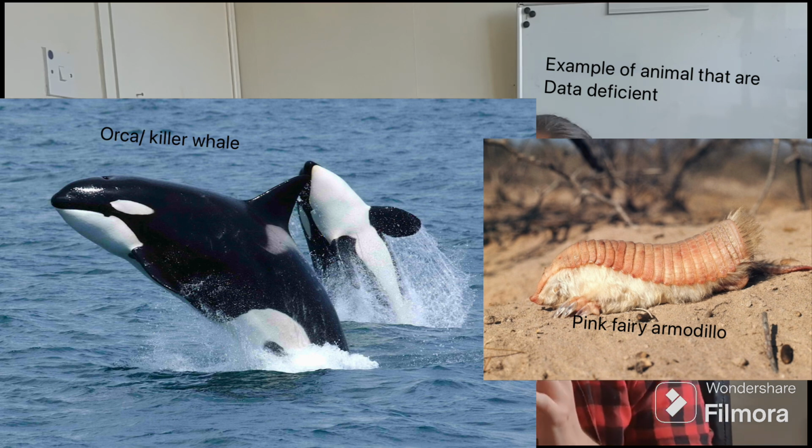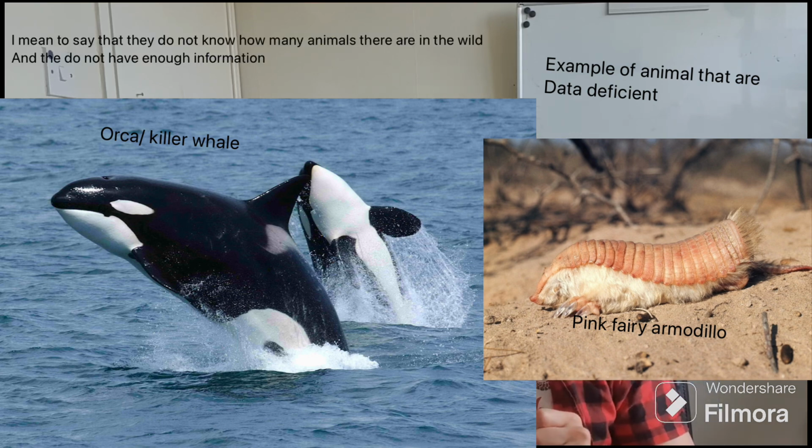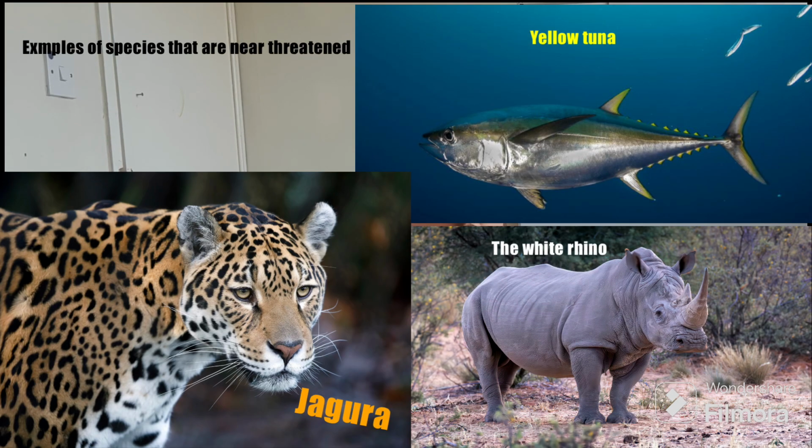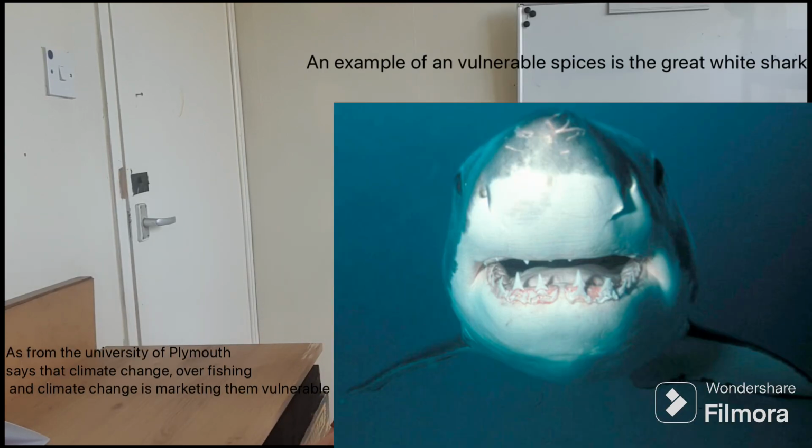Data deficient is where there is not enough information to assess the risk of extinction, which means they just don't have a clue. Least concern means a species that is widespread and in abundance. Near threatened is a species likely to qualify for a threatened category in the near future, perhaps even quickly, depending on local development projects. Vulnerable is when a species is at high risk of becoming extinct.